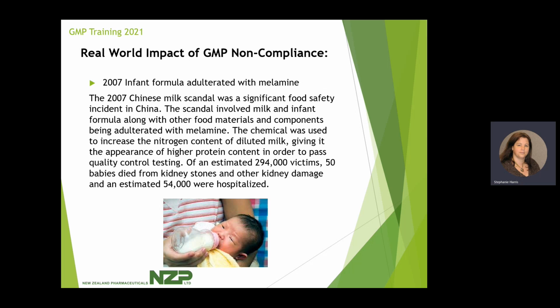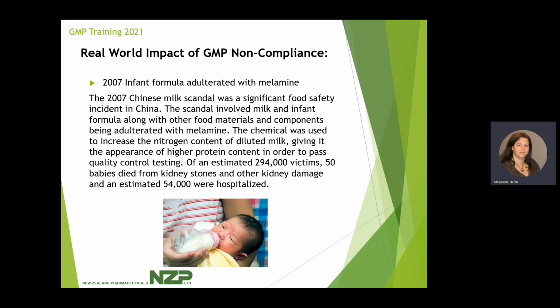Some real-world impacts of non-GMP compliance. In 2007, there was an infant formula adulterated with melamine, which is known as the Chinese milk scandal. There was a significant food safety incident in China. The scandal involved milk and infant formula, along with other food materials components, being adulterated with melamine.